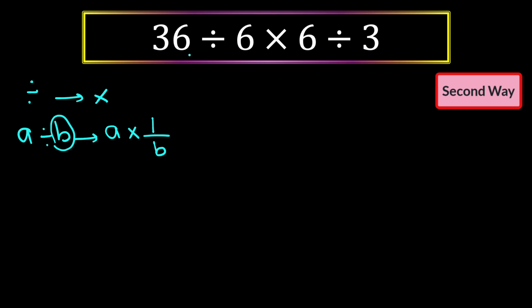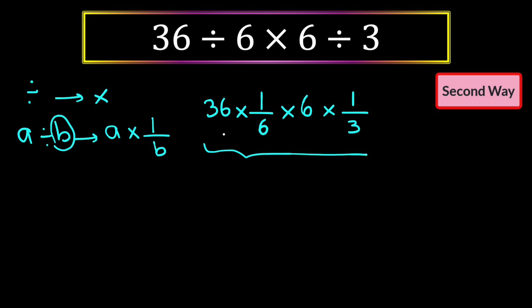So in this expression, we have 36 divided by 6. We can change the division here to multiplication, but we need to flip the 6. So we have 1 over 6. And I rewrite the expression: times 6, and division changed to multiplication, 1 over 3. So now our expression is something like this.